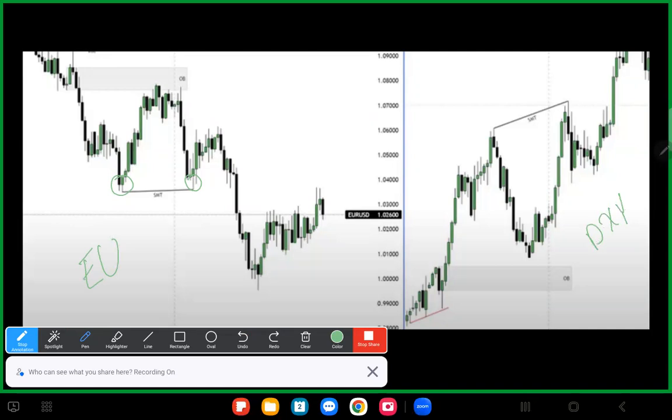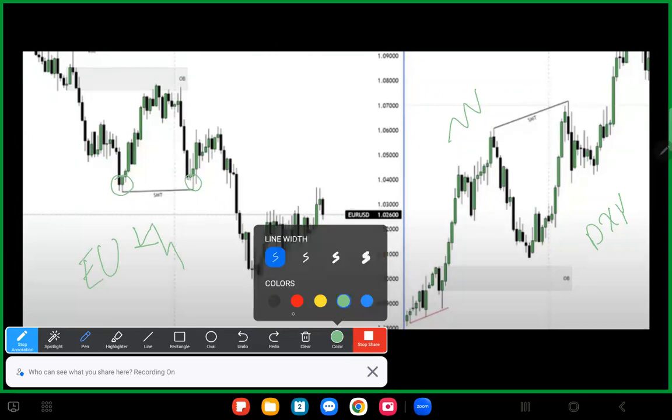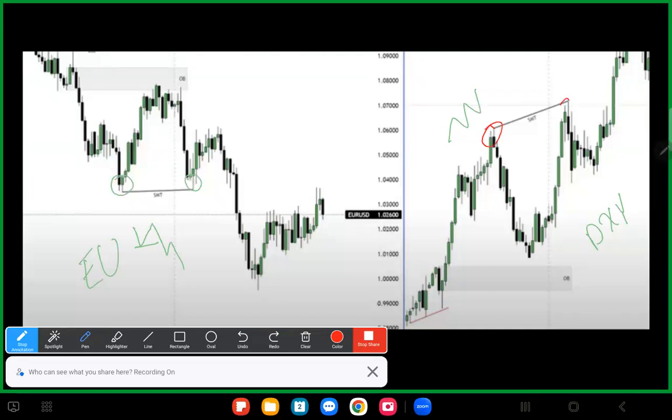All right, so when we're looking at inversely correlated asset classes, we look at the lows of one asset class and then the highs of the other asset class. So here, we anticipate that when the dollar index is moving higher, we anticipate price to want to move lower, but we don't really see that on EU. So what we see here is that the dollar index takes out liquidity on the highs, but EU fails to take out that low.